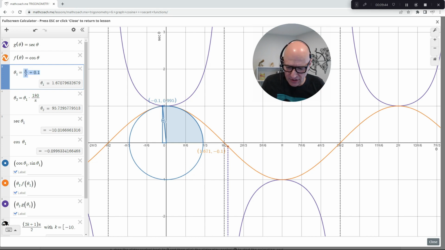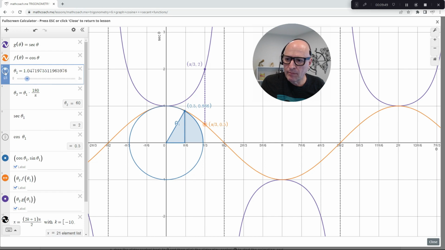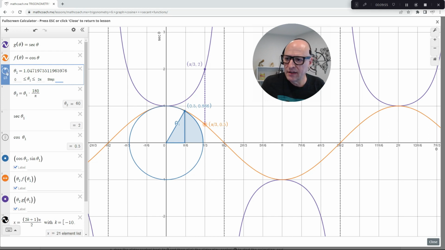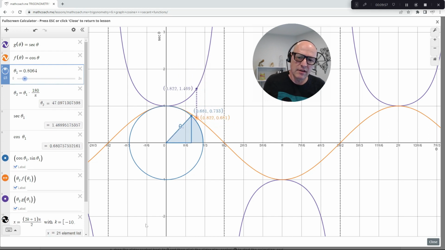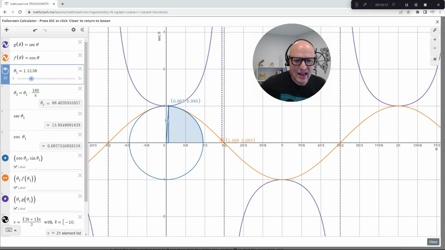I'm going to just let this run. Let me just remove that, and let that run. Okay, so through the animation, you can basically watch the relationship between the cosine function and its reciprocal secant function. And you can see what's happening at the asymptotes.